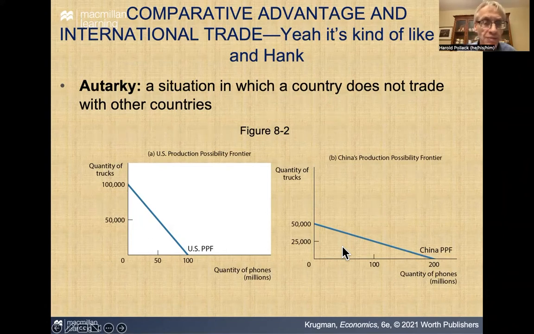And if you look at this, who has a comparative advantage here? China is more efficient at making iPhones. The US is more efficient at making trucks. How do we know that? The slope of the production possibility frontier.